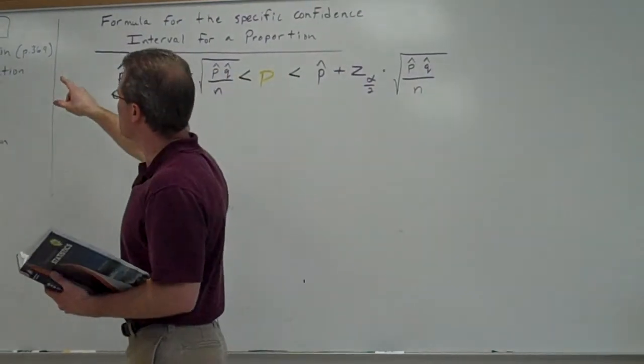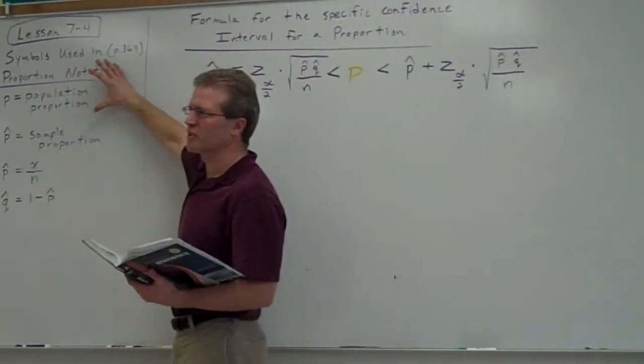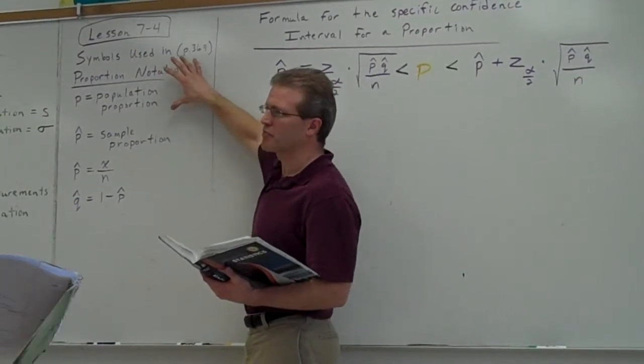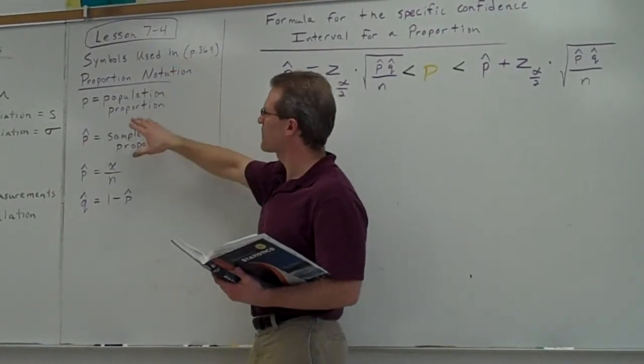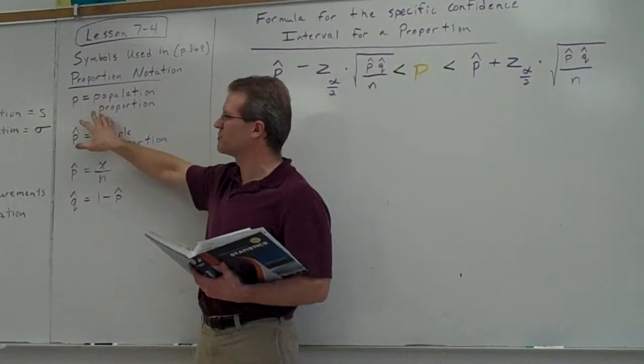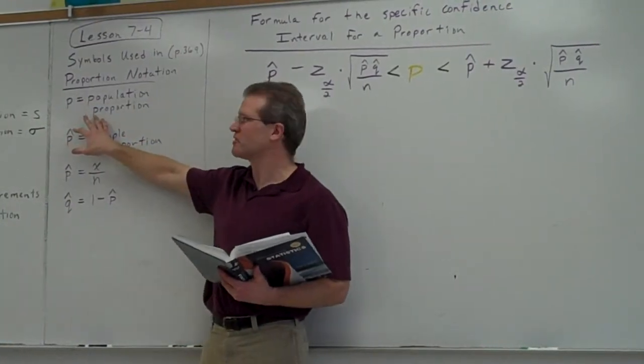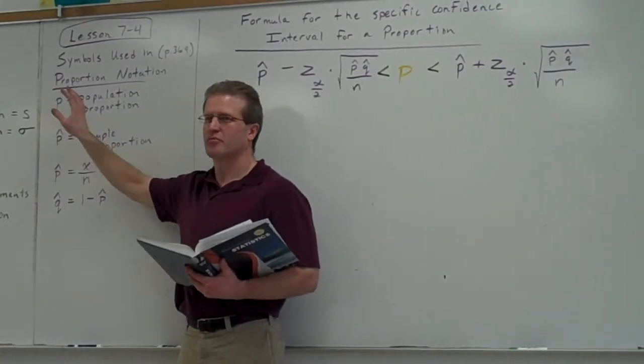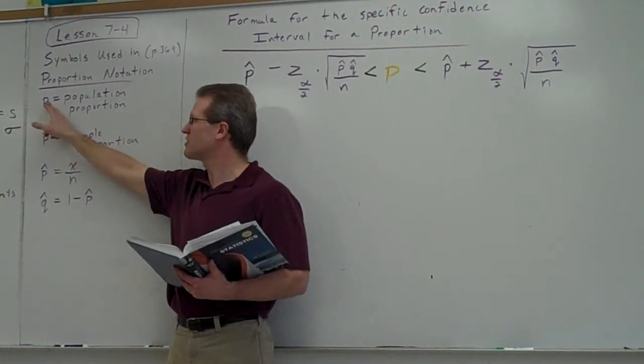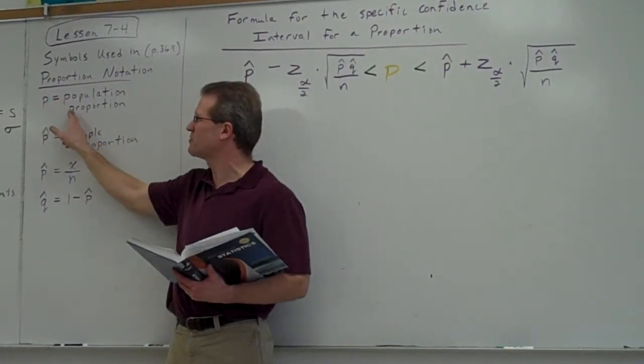This is lesson 7.4. There's some new symbols used in lesson 7.4. We're going to be talking about proportions now instead of means. Okay? P represents the population proportion. So I know in some of the other lessons P is represented as probability, but in this lesson, lowercase p represents a population proportion.